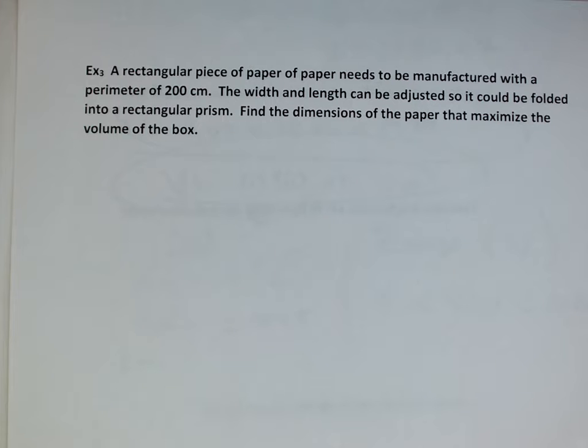This is what we want to make. You see it? This is a set volume. This is a set perimeter, but I could have a different size piece of paper. One is perimeter 200, okay? So let's just draw a picture of what we're going to do. I'm going to take a piece of paper.